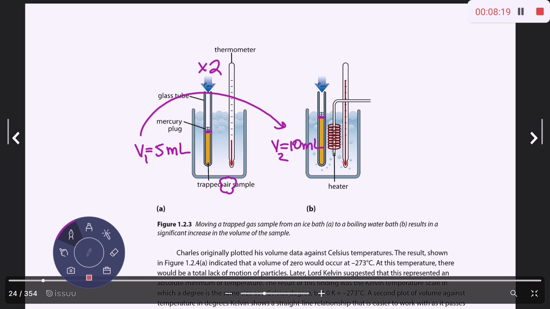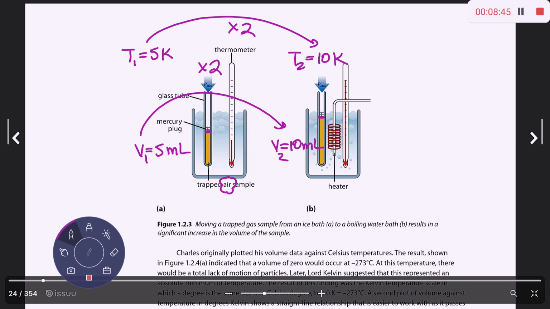So that means that the temperature would have to double as well, right? Because they're directly related. So if T1 was, let's say, 5 Kelvin, that means my T2 would have to be 10 Kelvin, because going from here to here, that would have to double to support the fact that this is a direct relationship. Do you follow me? Okay.